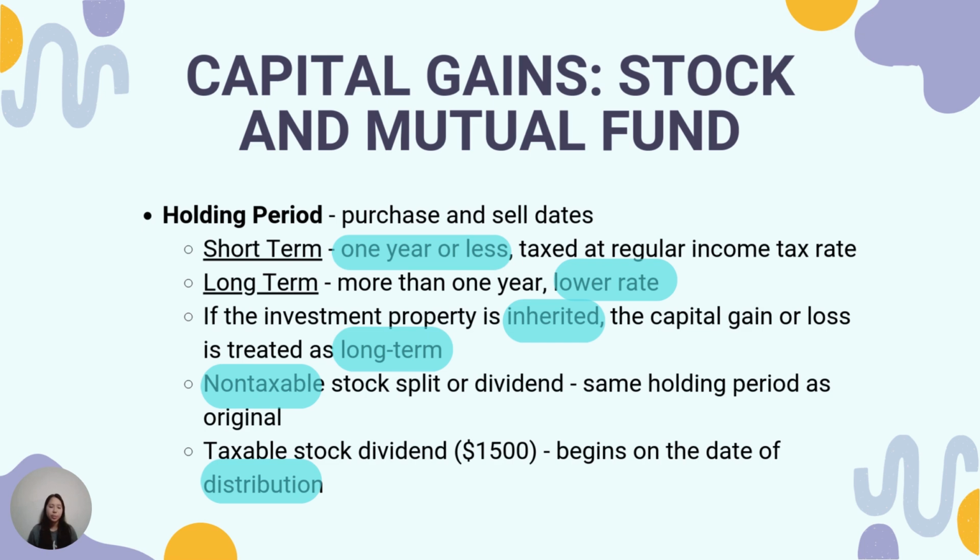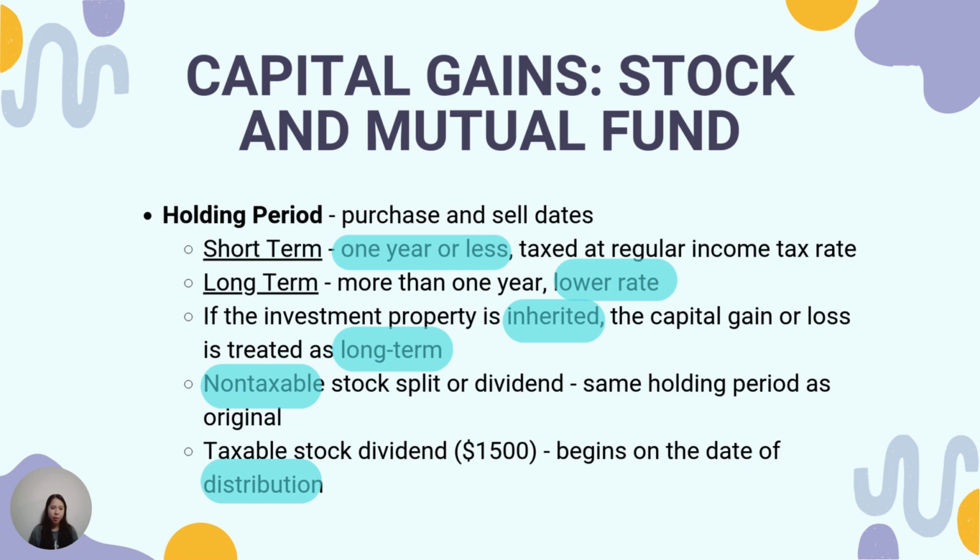To find the holding period of stocks and mutual funds to calculate capital gains, you're going to need the purchase and the sell dates of the stock. The short-term holding period is 1 year or less, so if you've had the stock for 1 year or less, that's taxed at a regular income tax rate. But if your stock or mutual fund is held at a long-term rate, meaning it was held for more than 1 year, it's taxed at a lower rate.